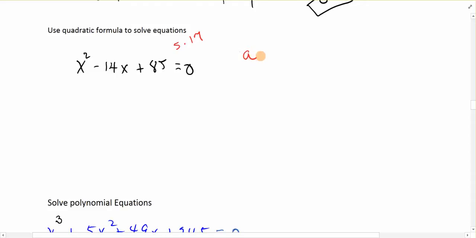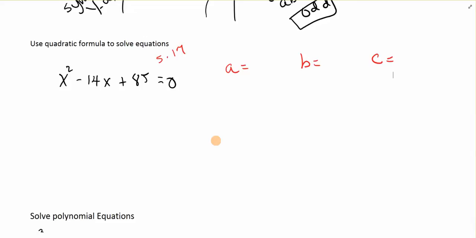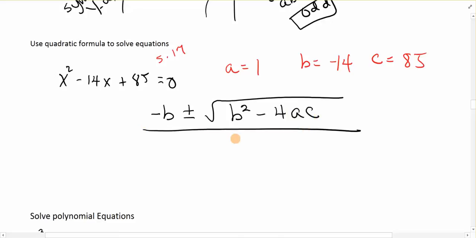We need to know what A is, what B is, and what C is in this equation. Before you decide on A, B, and C, you always want everything on the left, in descending order, and equal to 0. So in mine, what is A? B is? Good. And C? Awesome. Okay, and so you need to remember what the quadratic formula is. Negative B plus or minus the square root of B squared minus 4AC all over 2A.